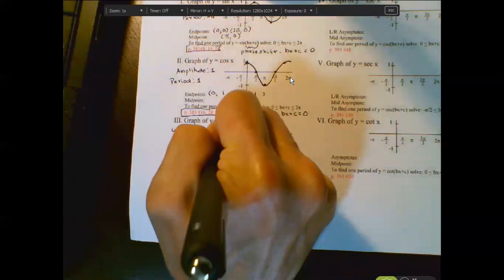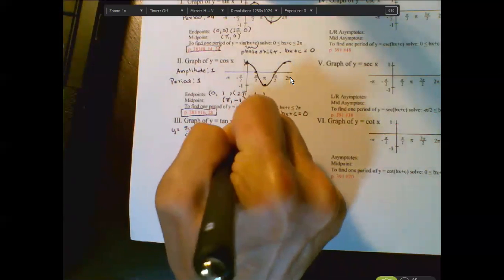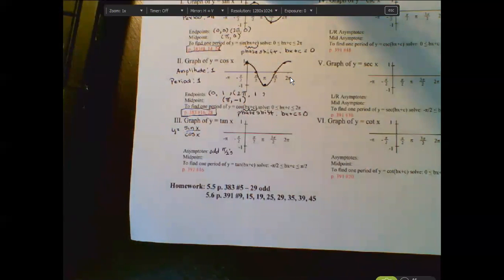Where is tangent undefined? When x equals 0. When your x coordinate equals 0, that's when cosine equals 0. So where does your x coordinate equal 0? Whole pies or half pies? Half pies. At the half pies. And technically, we have to say the odd half pies because the even half pies are actually whole pies.